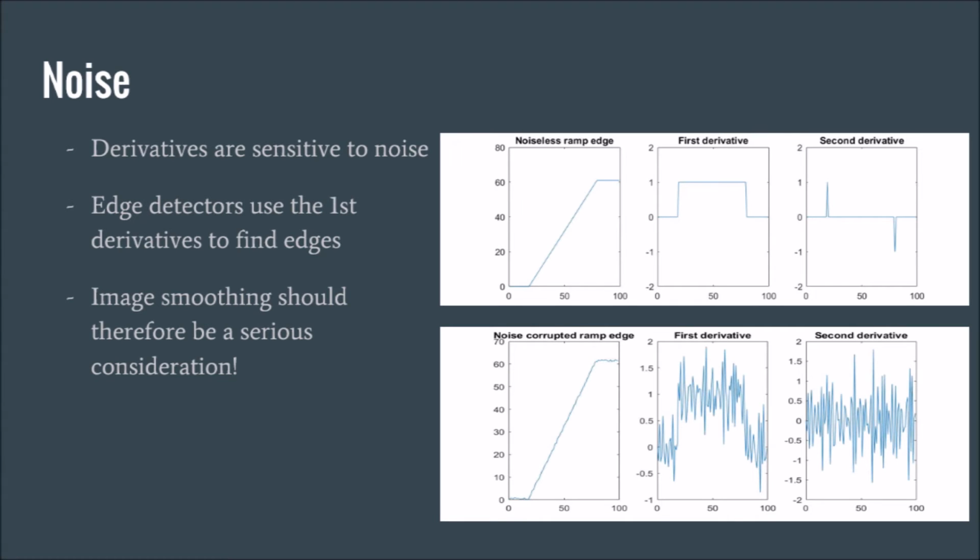Edge detectors use the first derivatives to find edges. And derivatives are very sensitive to noise, therefore you should do some image smoothing before applying the Sobel filter.